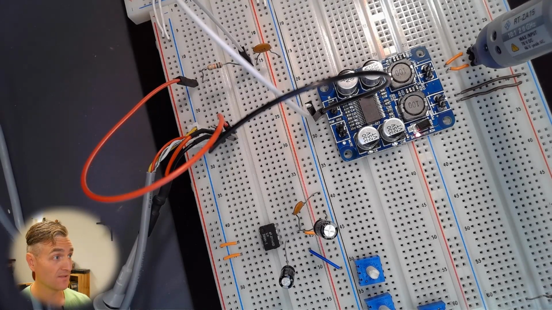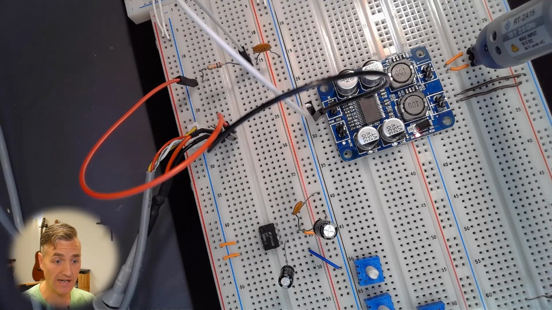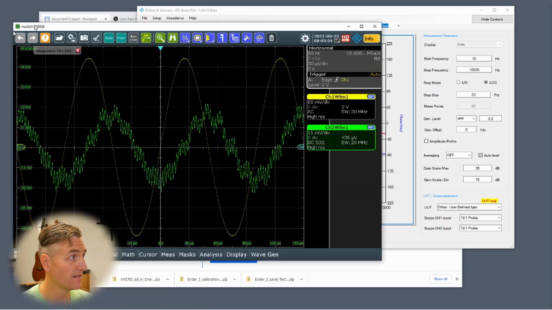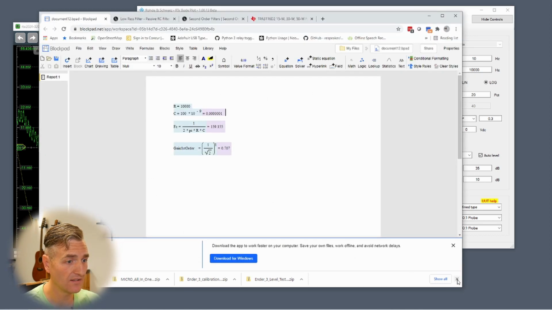And I love Bode plots because they're a wonderful way to look at the relationship between V out and V in. And I just swept this Bode plot. Here's my oscilloscope at the end of its sweep, and here is the actual Bode plot. You can see that the signal went up and went down. Based on my calculations of this R and this C.